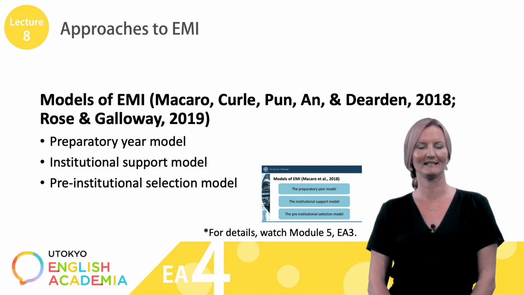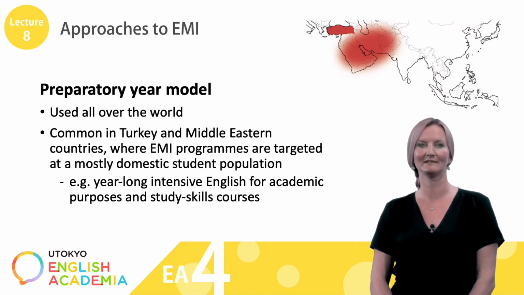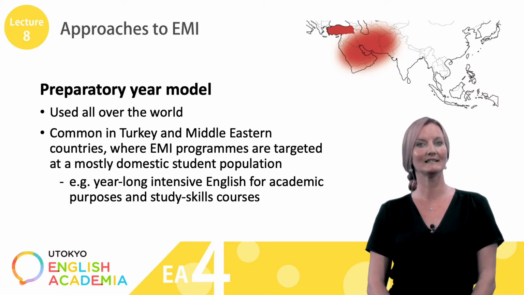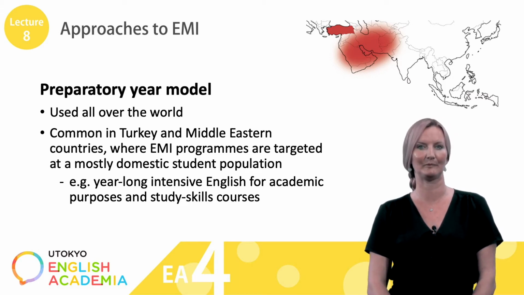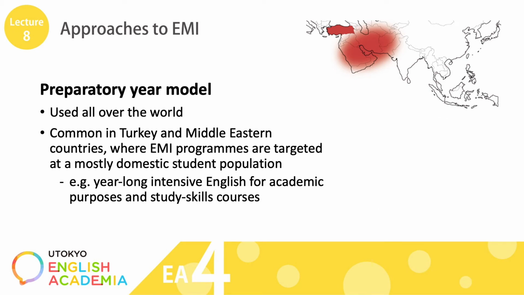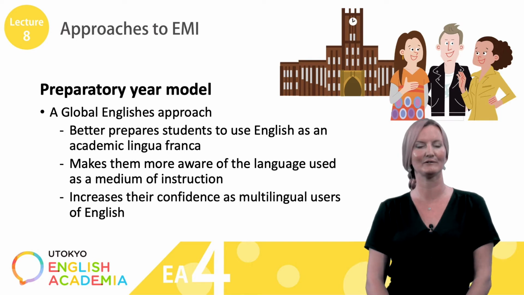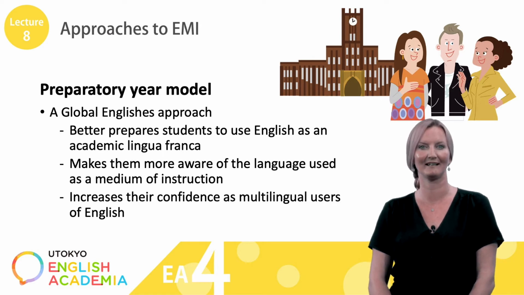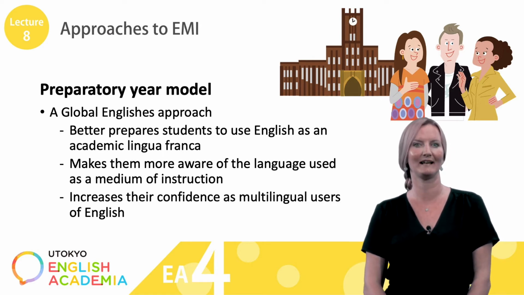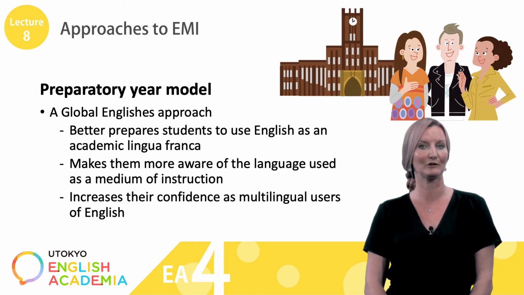the pre-institutional selection model. The preparatory year model appears around the world but is very common in Turkey and Middle Eastern countries where EMI programmes are targeted at a mostly domestic student population. A global Englishes approach to language teaching within these preparatory year models would allow students to become better prepared to use English as an academic lingua franca by making them more aware of the language used as the medium of instruction and also by increasing their confidence as multilingual, legitimate users of a global language.